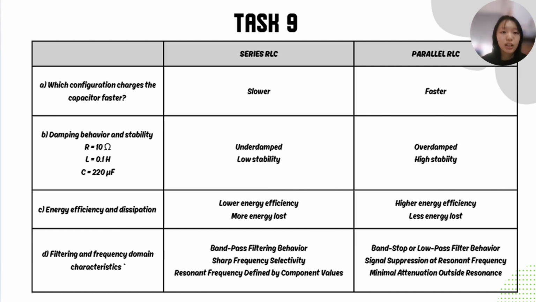So to sum up, series RLC is a bandpass filter because it lets one frequency go through and blocks others. While for parallel RLC, it acts like a band-stop filter because it blocks one frequency and passes the rest.